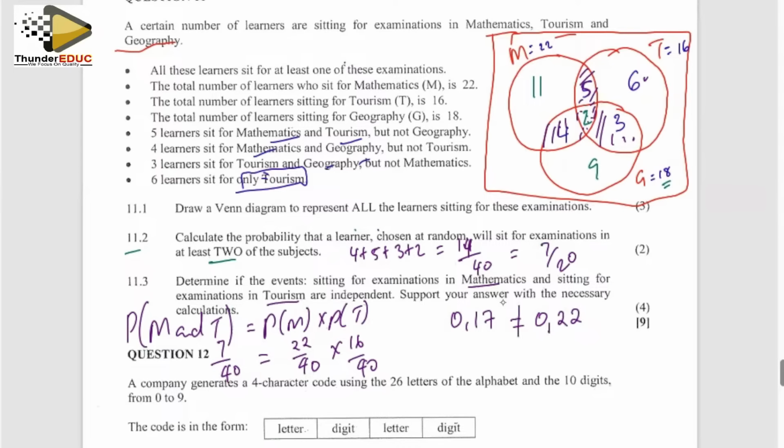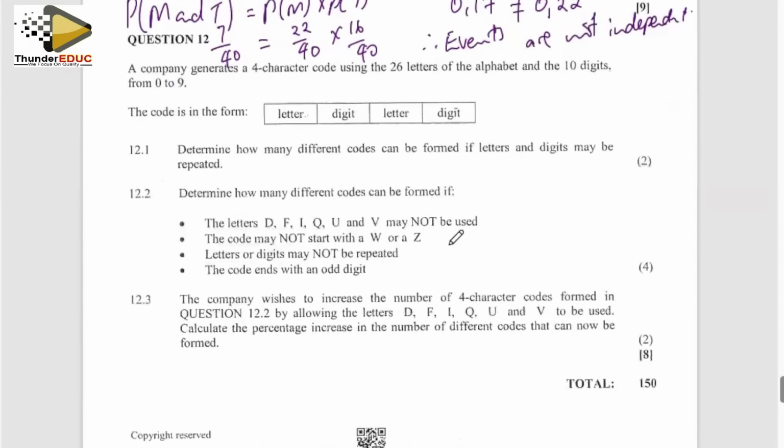So these 2 are not the same, okay? For as long as the left is not the same as the right, therefore the events are not independent. Events are not independent. Question number 12, finally.